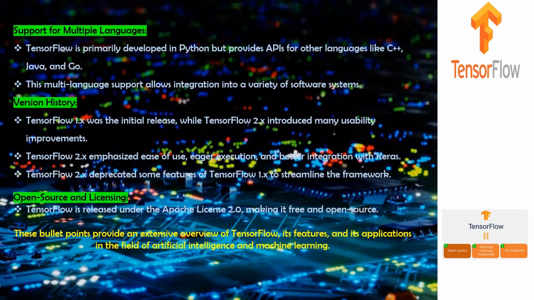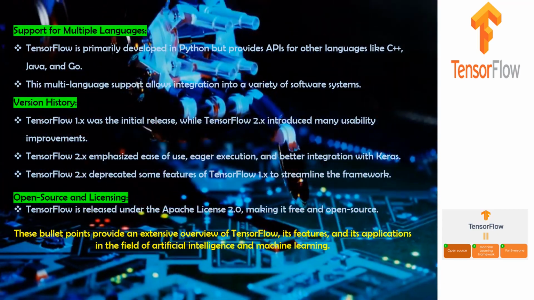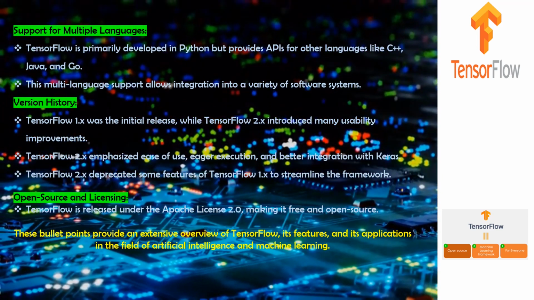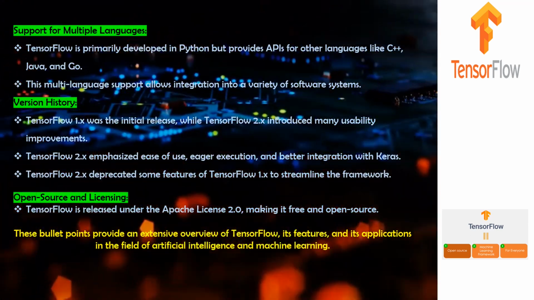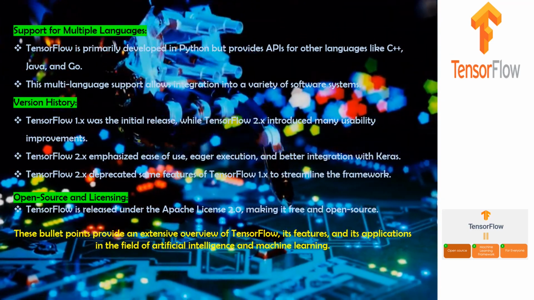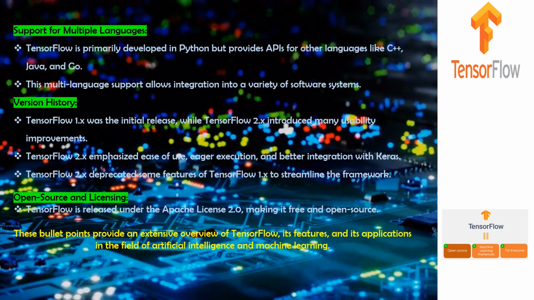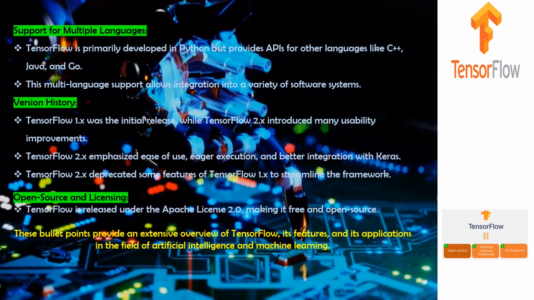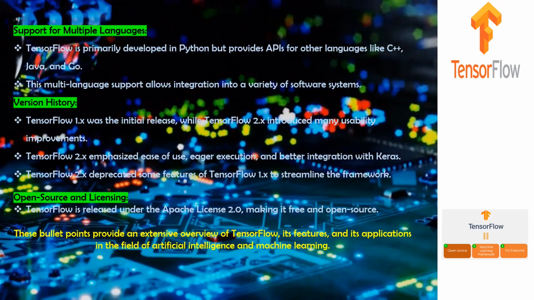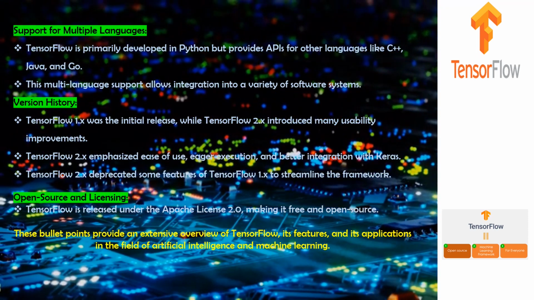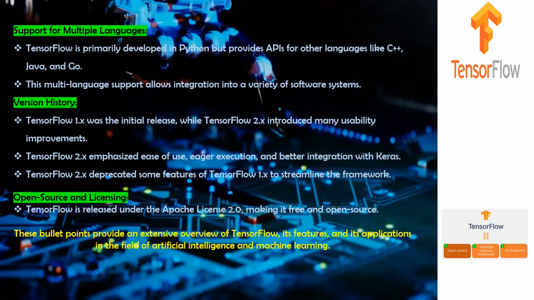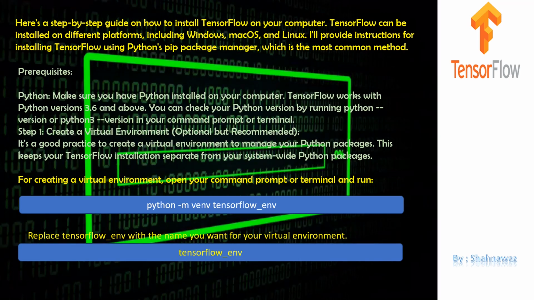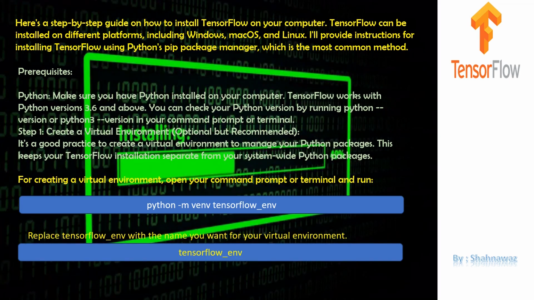Version history. TensorFlow 1.x was the initial release, while TensorFlow 2.x introduced many usability improvements. TensorFlow 2.x emphasized ease of use, eager execution, and better integration with Keras. TensorFlow 2.x deprecated some features of TensorFlow 1.x to streamline the framework. Open source and licensing. TensorFlow is released under the Apache License 2.0, making it free and open source. These bullet points provide an extensive overview of TensorFlow, its features, and its applications in the field of artificial intelligence and machine learning. Here's a step-by-step guide on how to install TensorFlow on your computer.